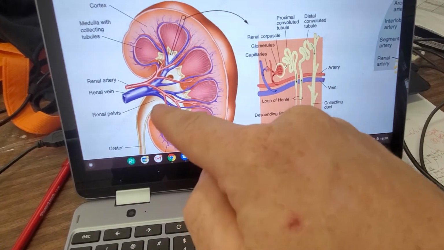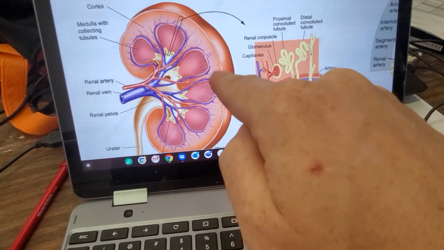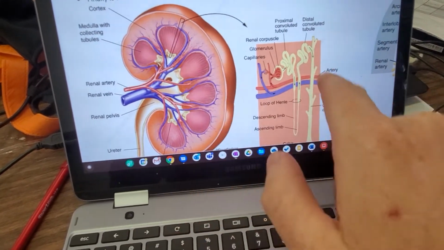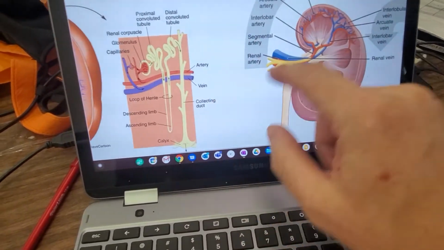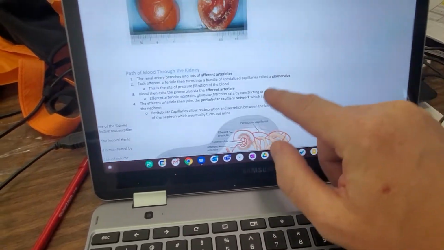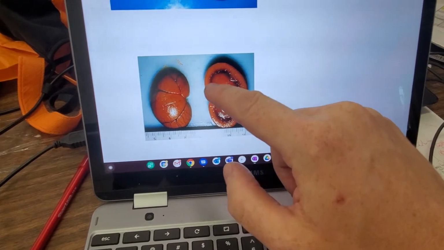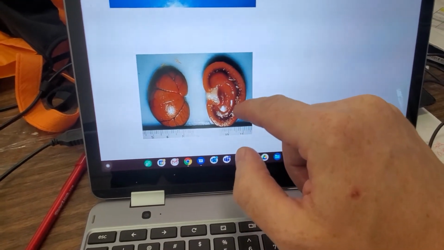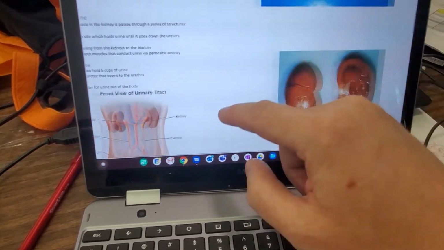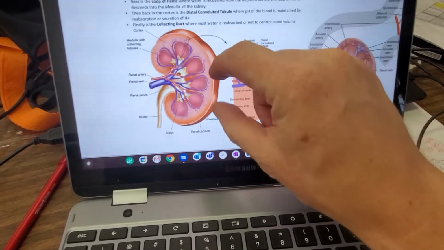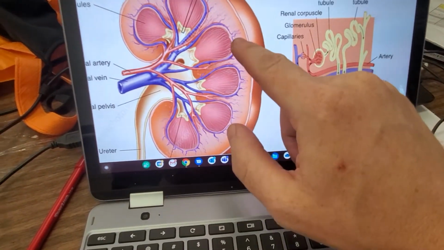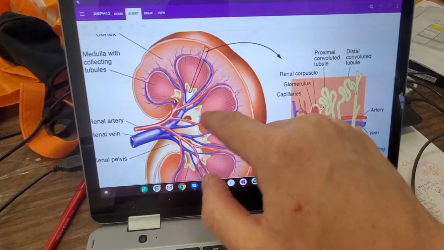Okay, so the cortex is this area here. You can see it looks different. Let's see if we can see in that image. There's that other image of the cortex. There we go. So we can see this is cortex here, that outside area. And it breaks down into little capillaries. There are tons and tons of little capillaries in here.